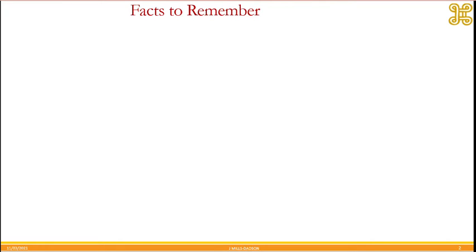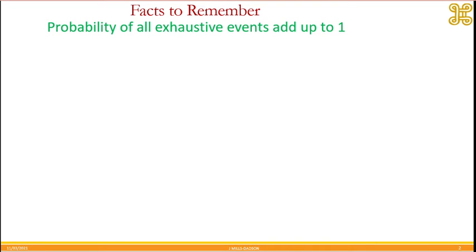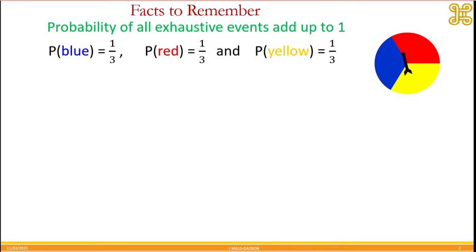Let's look at some facts. Probability of all exhaustive events add up to 1. For example, if you look at this spinner divided into 3 sections all equally likely, probability of each color is a third, as you can see. Now from this we can say that if you add all the probabilities of blue, red and yellow, it equals 1. That's what I mean by exhaustive events. All the possible events, when you work it out, they must all equal 1.